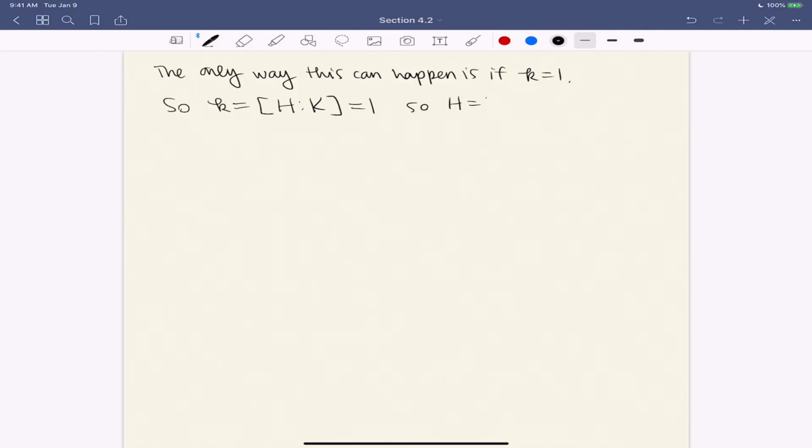So H is equal to K, but K was normal in G because it was the kernel of some homomorphism, so H is normal in G since it's the kernel of a homomorphism. So that is pretty cool. And that actually is everything that was in the section. So that's it for this video.